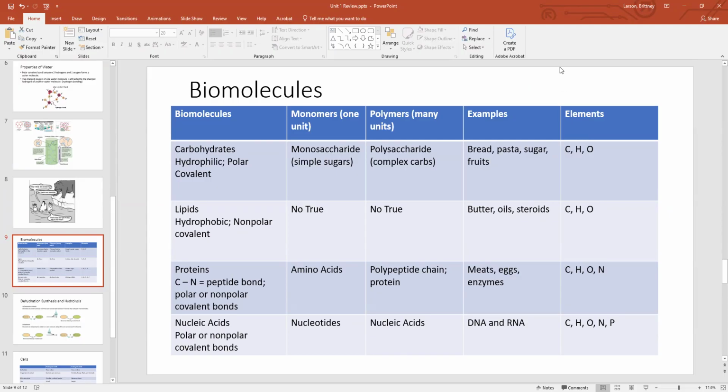So, unit 2. I do want you to know the monomers and polymers. Okay, so monosaccharide meaning one sugar, polysaccharide meaning many sugars. Lipids don't have a true monomer and polymer. N/A is fine as well, but no true is the better answer because they are built of things. Amino acids and proteins are fine for your proteins, and then nucleotides and nucleic acids for monomers and polymers and nucleic acids.